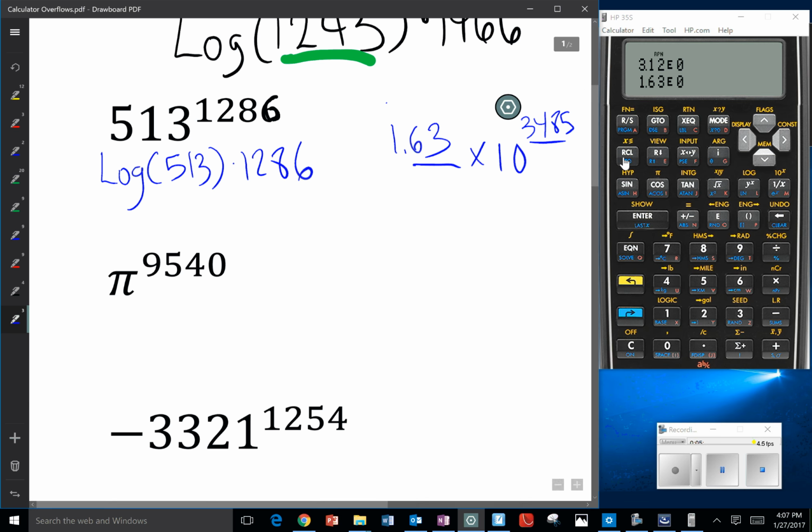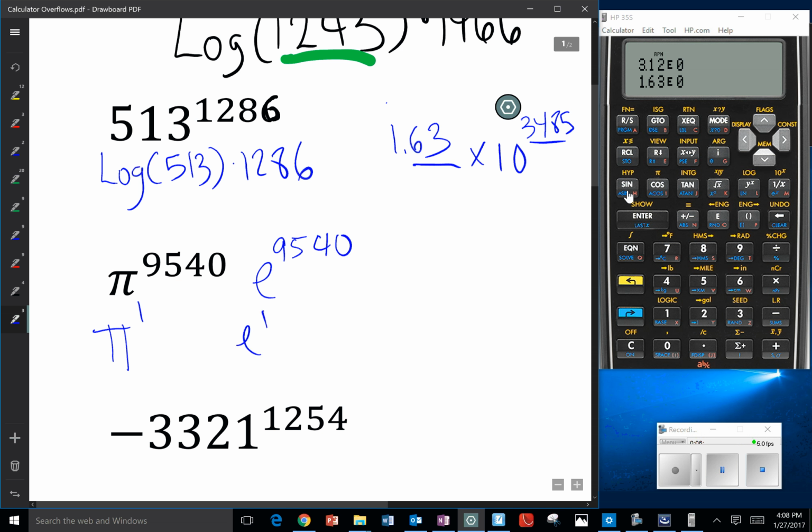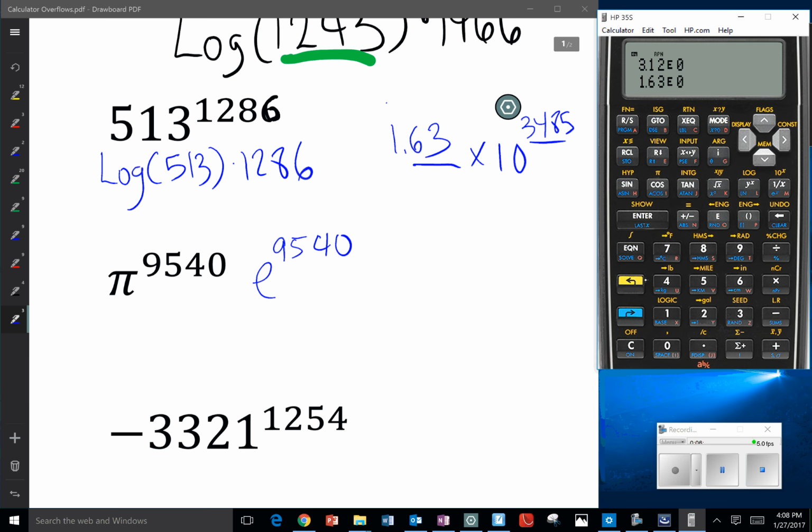First thing I do is I take the base number, right, and I log it. Well, pi, if I don't know what pi is, I could do pi to the first, right? That would tell me what pi is. Sometimes on your test, you'll see e to a number, like e to the 59540, right? If I don't know what e is, do e to the first. That'll tell me what e is. So I'm going to do pi, and if I don't know what pi is, I can hit the pi key to the first power, right? And there's pi.